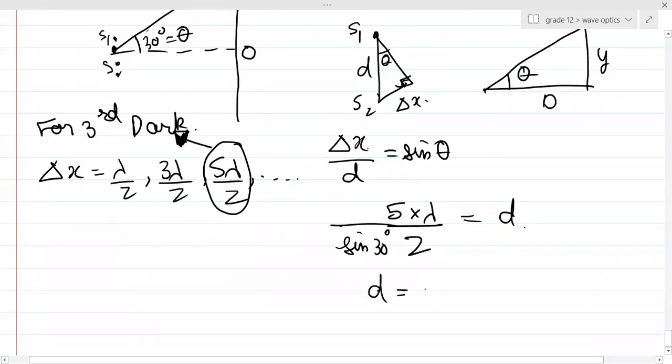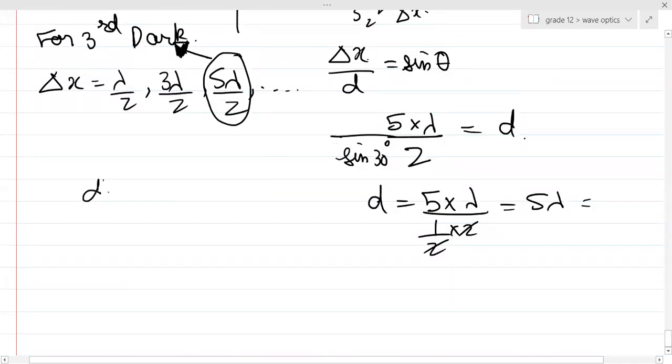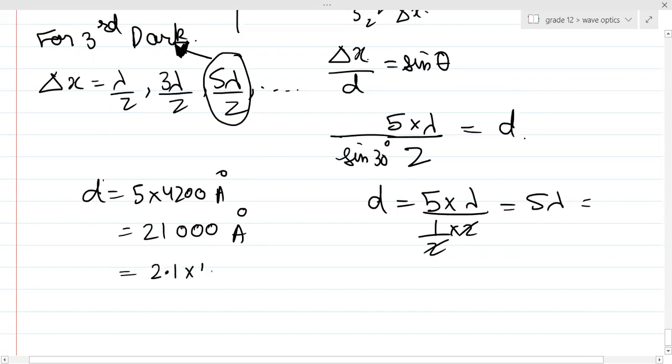So from here d is equal to 5 into lambda. This becomes 1/2, this becomes 2, the 2s cancel, this will become 5 lambda. And what is 5 lambda? Lambda, I think it was given to you, 4200 angstrom, right? So from here d will be equal to 5 times 4200 angstrom, which will be 21,000 angstrom. So this will be 2.1 into 10 to the power 4 into 10 to the power minus 10 meters.